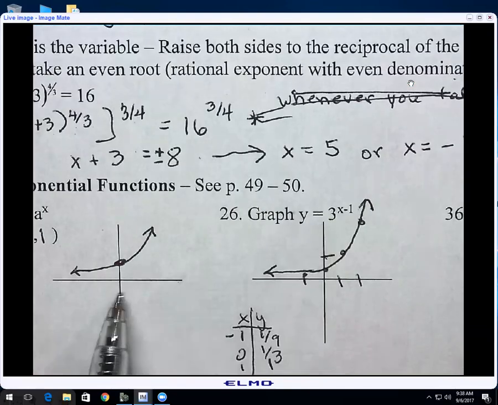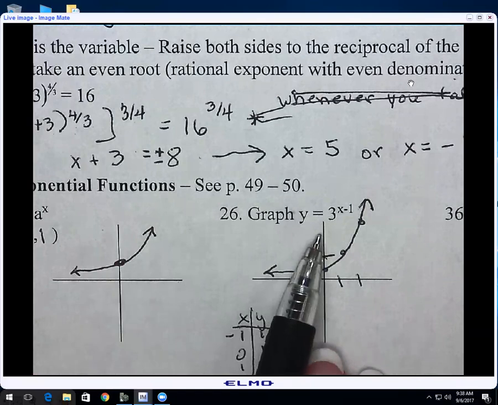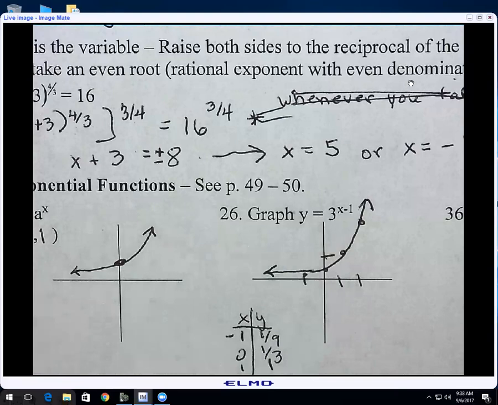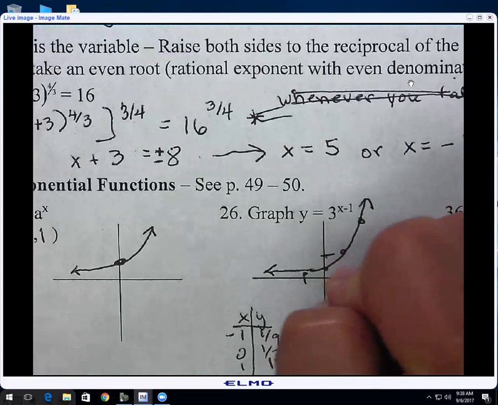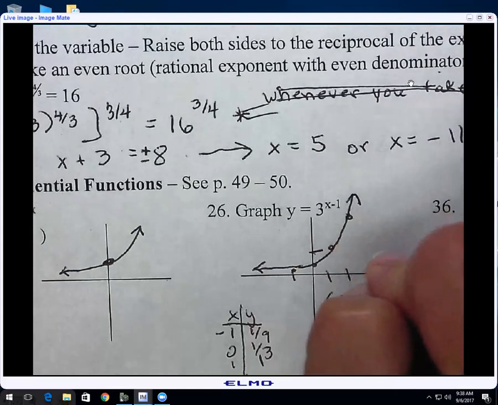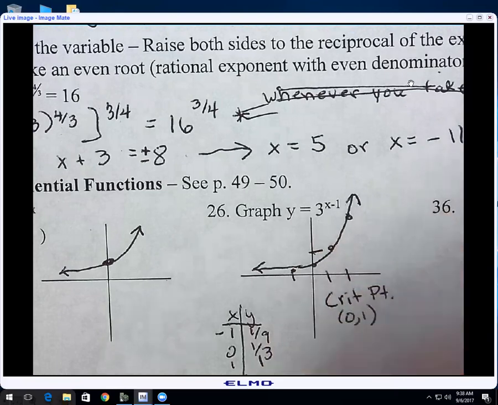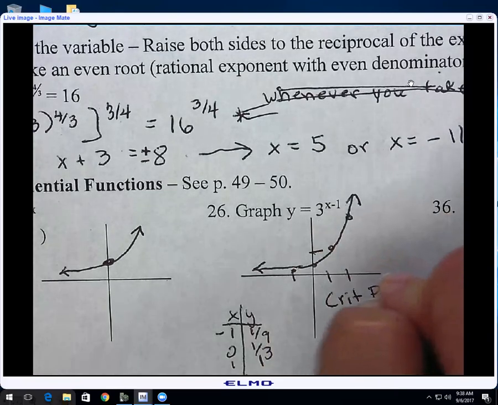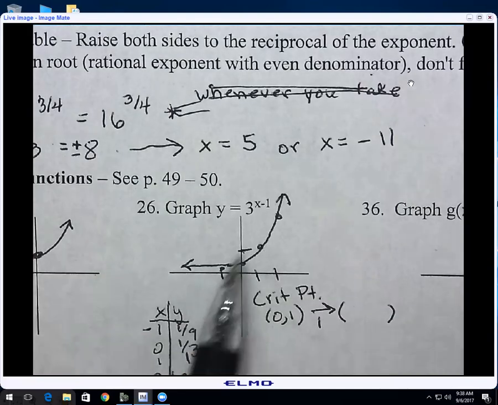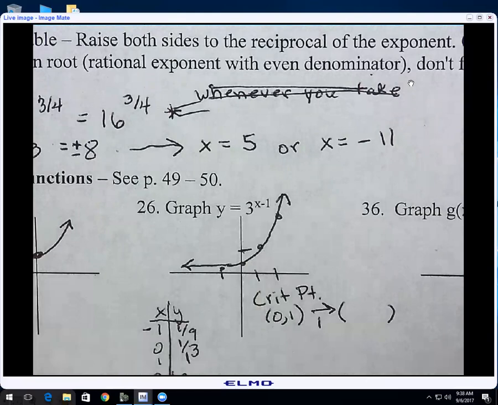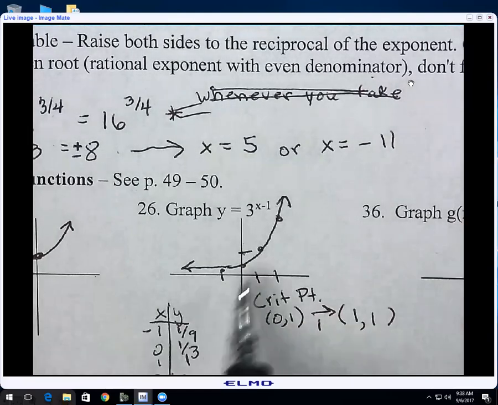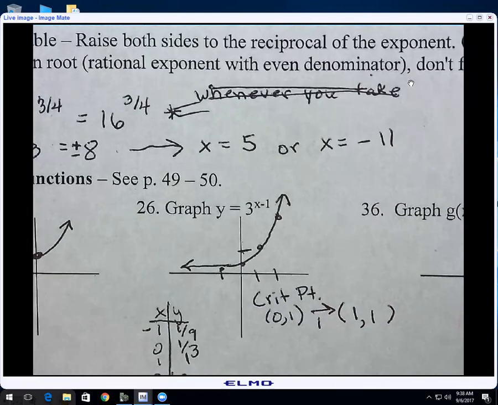This is just the same graph as this, shifted to the right 1, because 1 is subtracted from the x before you do the exponentiation. So the critical point, when I'm graphing an exponential function, I say normally the critical point is 0, 1, but if I shift that to the right 1, if I start at 0, 1 and shift it to the right 1, where's that critical point going to be? 1, 1. And that's exactly what we found out when we made a table. That critical point was 1, 1.